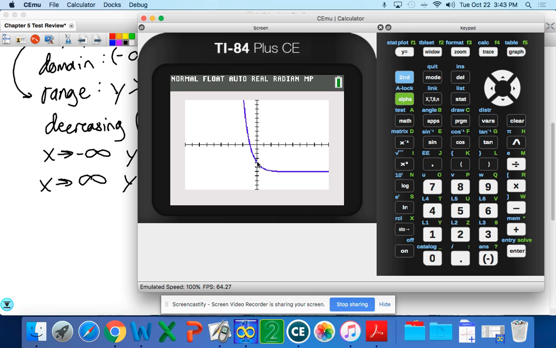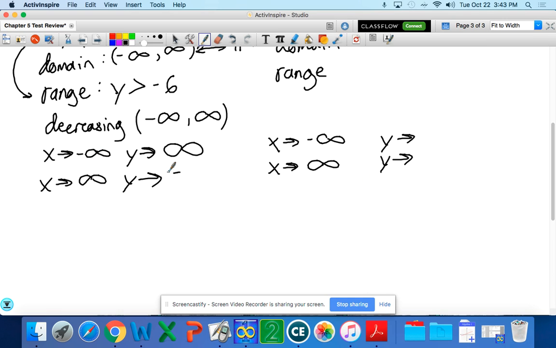As we walk the other direction, we see we're dropping off, but not forever like it was on the other side. We're dropping and then leveling. We're leveling at the asymptote of -6. So how important was that number? That -6 showed up 3 different times on one problem. Really important number out there.